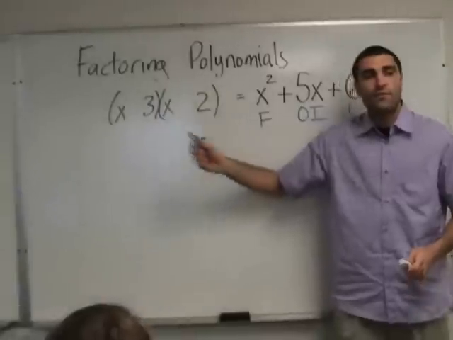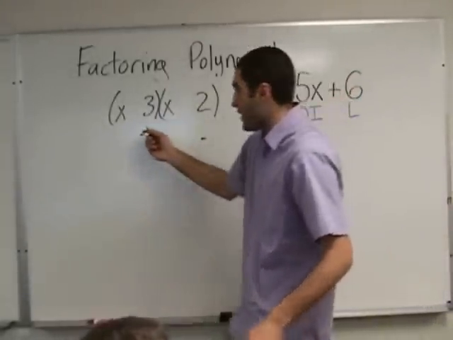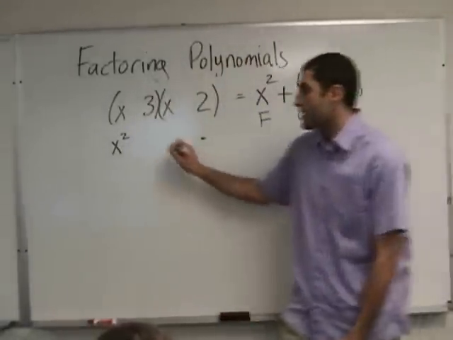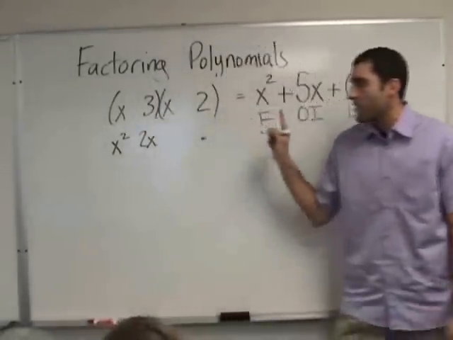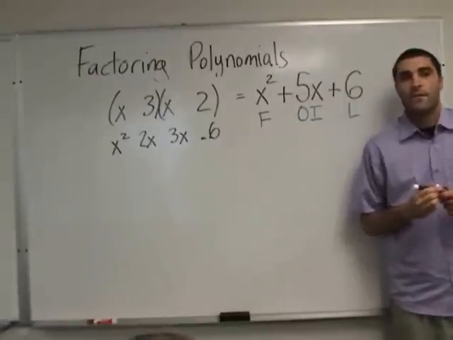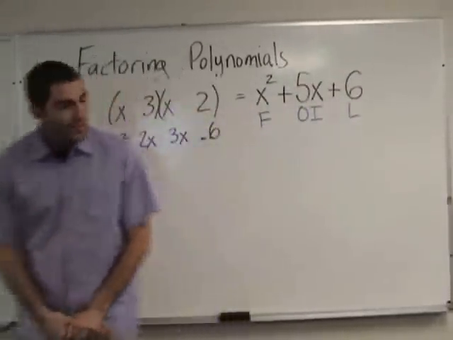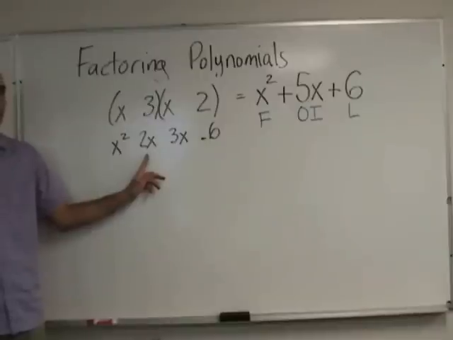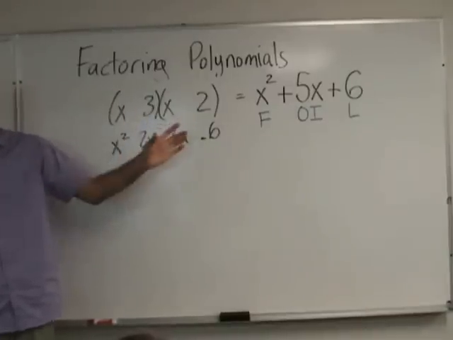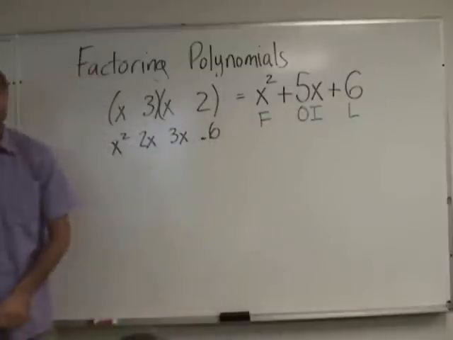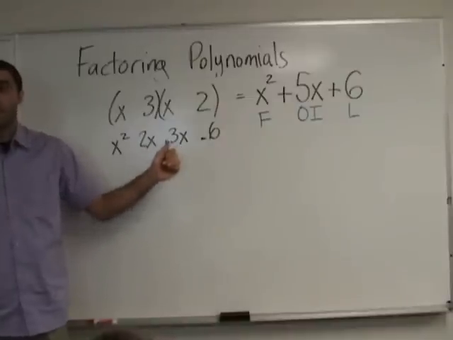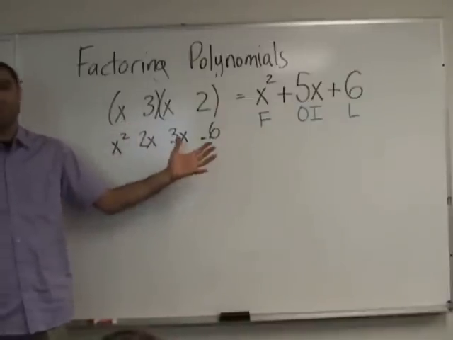So, let's quickly FOIL this. What do we got? X squared, then 2x, notice I'm not putting any signs, 3x, and 6. Good job. So we look at this and say, can we somehow combine 2x and 3x using addition or subtraction to make 5x? We can. They need to be positive, and we need to add them.